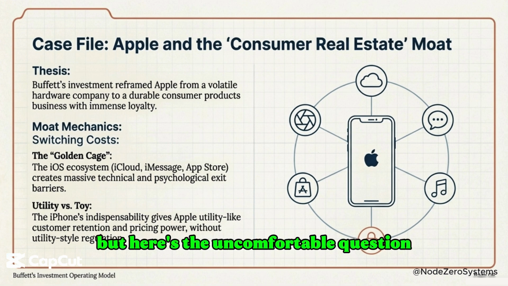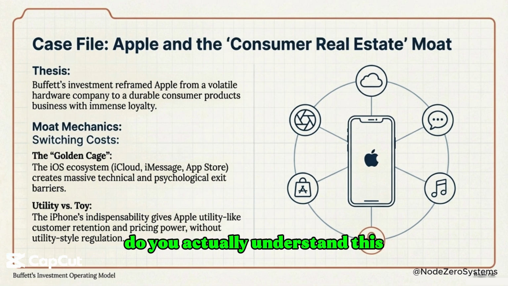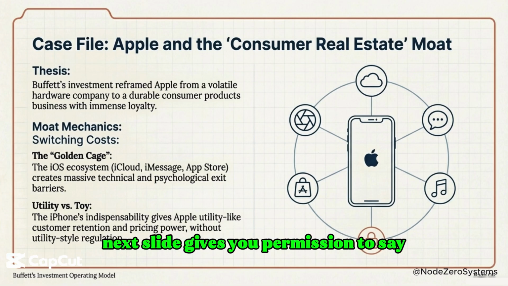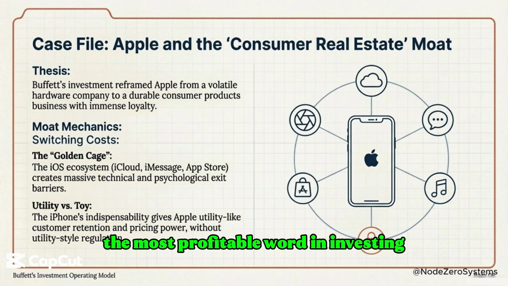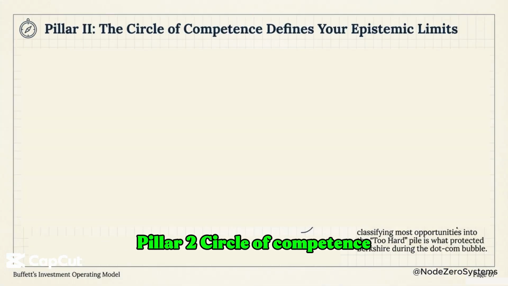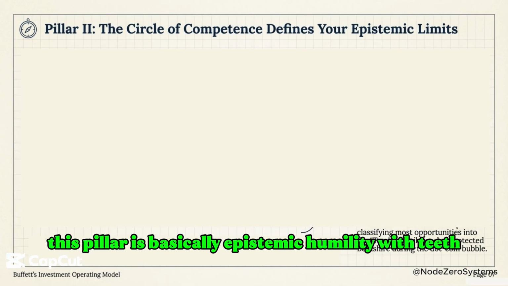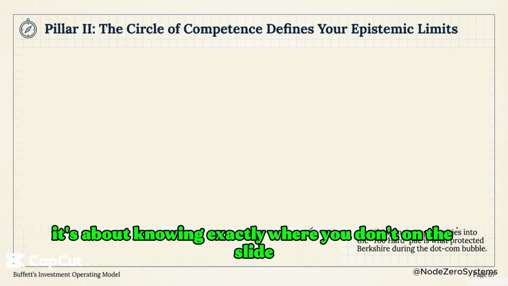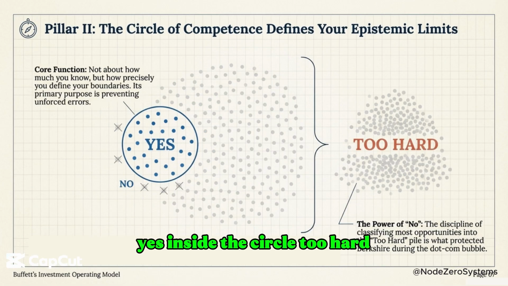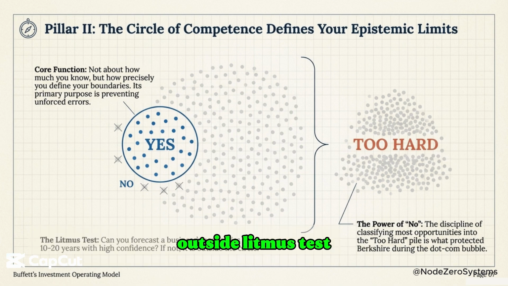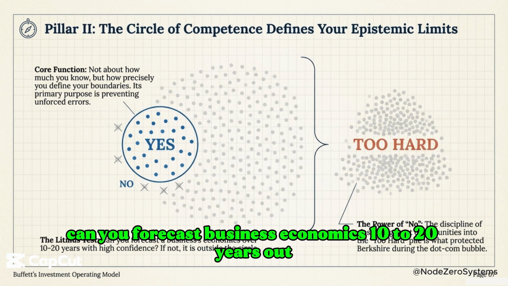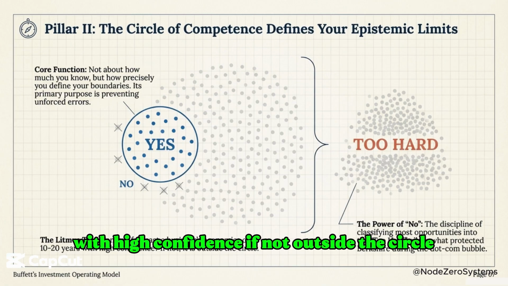But here's the uncomfortable question. Do you actually understand this well enough to bet real money? Next slide gives you permission to say the most profitable word in investing. Pillar 2, Circle of Competence. This pillar is basically epistemic humility with teeth. It's not about how much you know, it's about knowing exactly where you don't. On the slide, yes, inside the circle, too hard, outside. Litmus test, can you forecast business economics 10 to 20 years out with high confidence? If not, outside the circle.